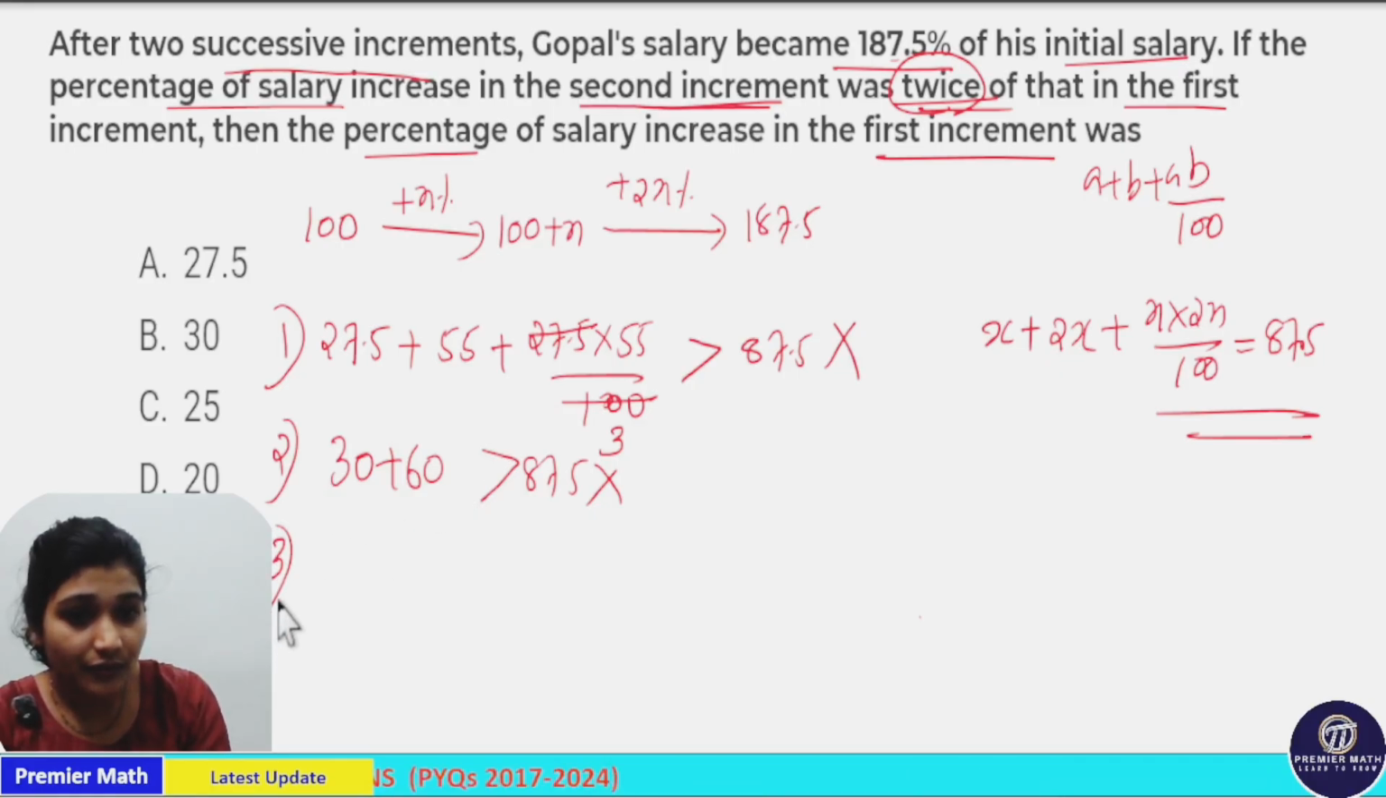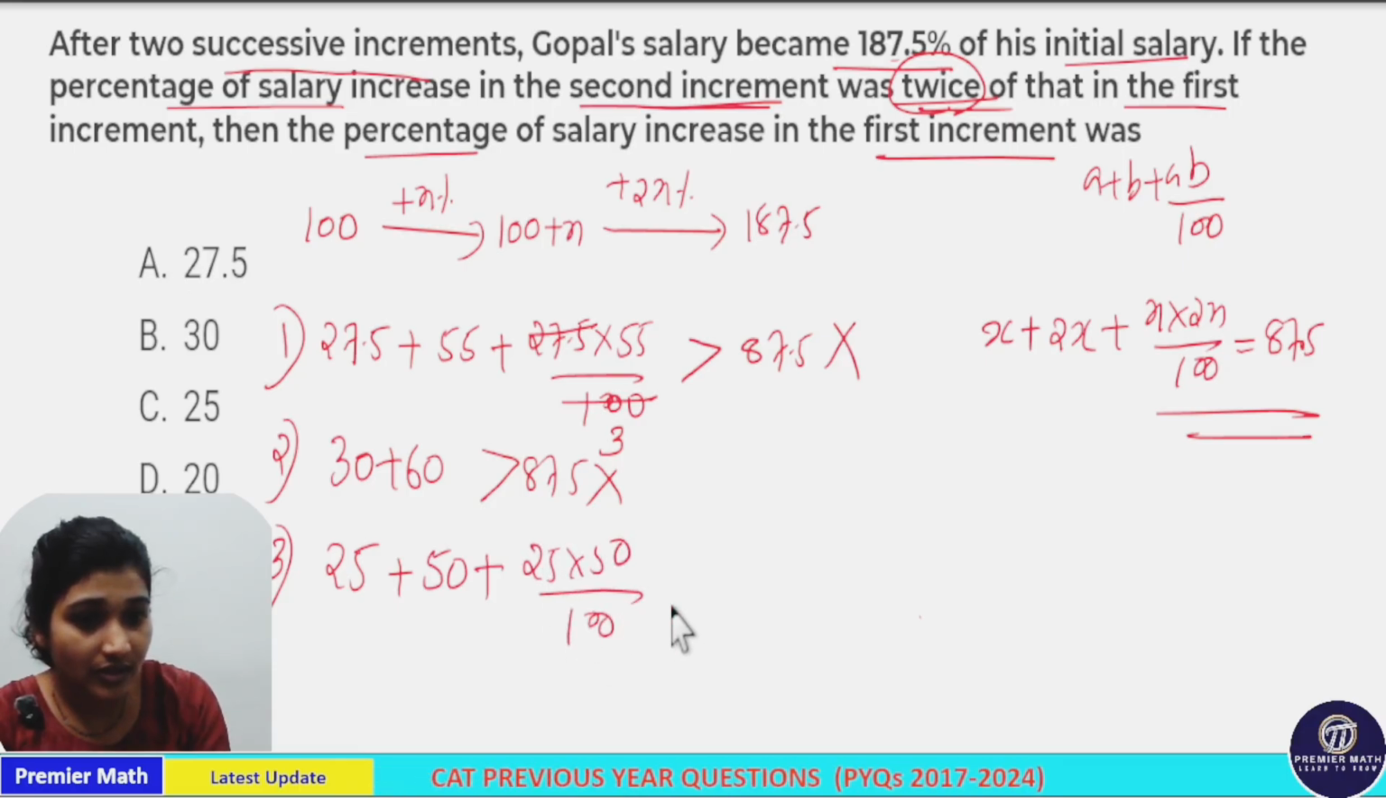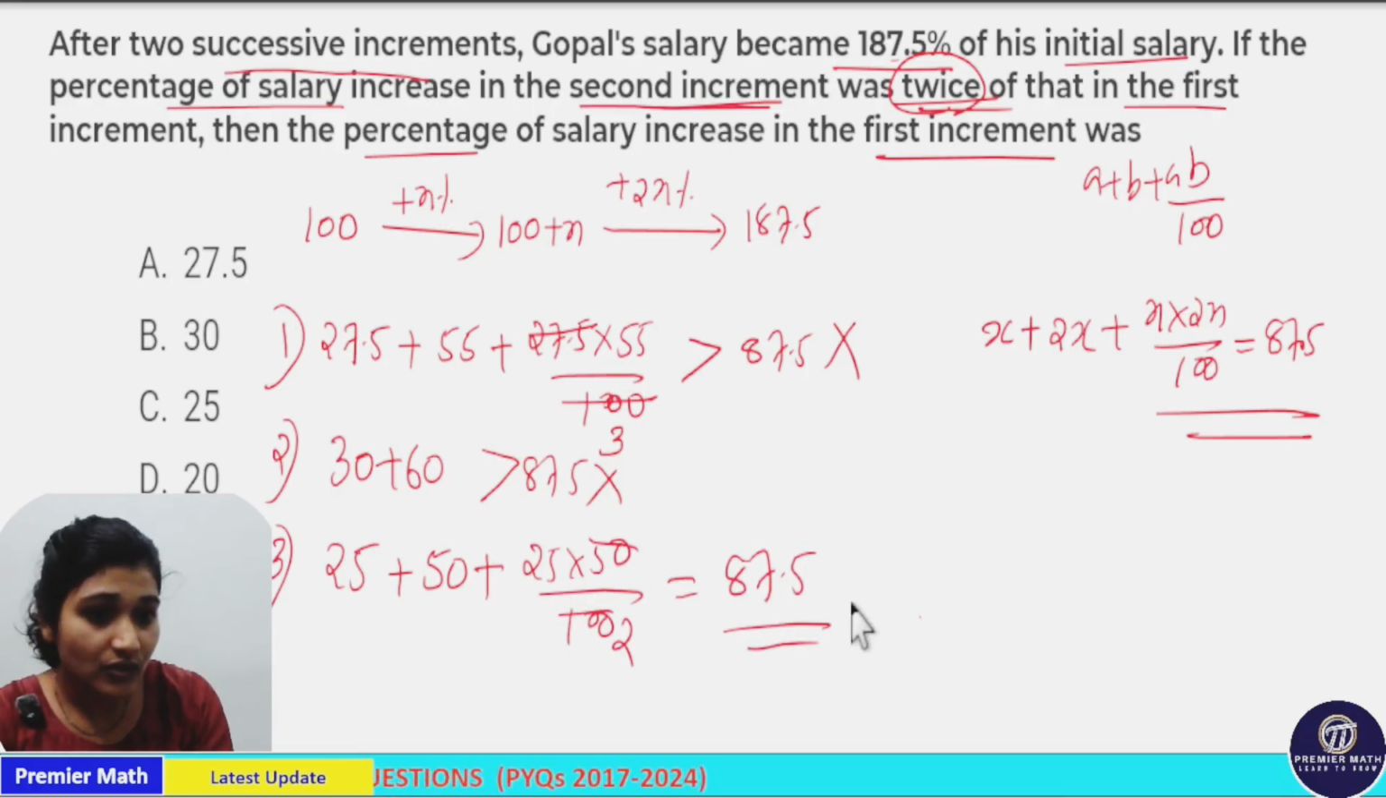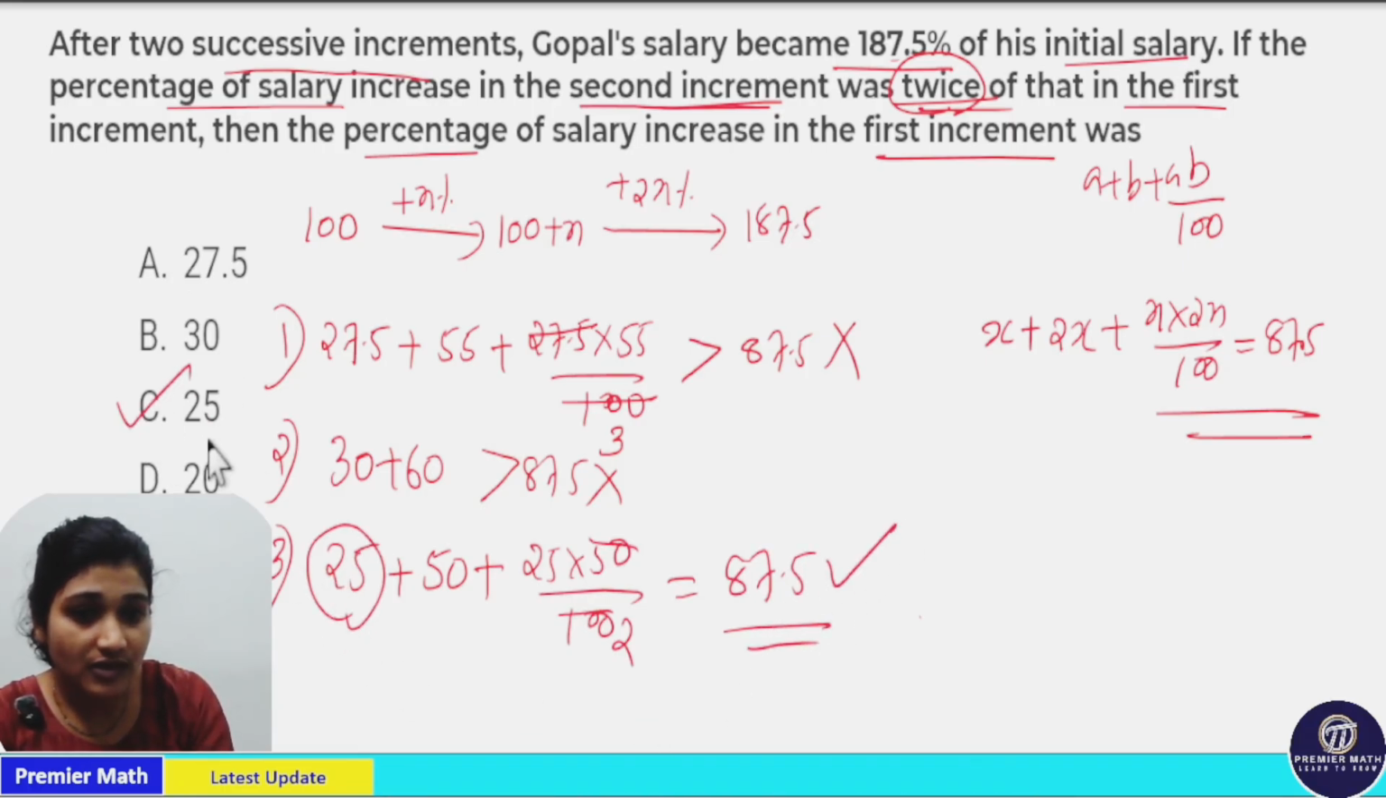Now from the third option, 25 as the first increment means the second increment should be 50, double of this. Then 25 plus 50 plus 25 into 50 divided by 100, which is equal to, 50 goes 2 times in 100, so 25 by 2 is 12.5. 12.5 plus 75 is 87.5. So that is our answer. So the first increment should be 25. Option C is our answer.